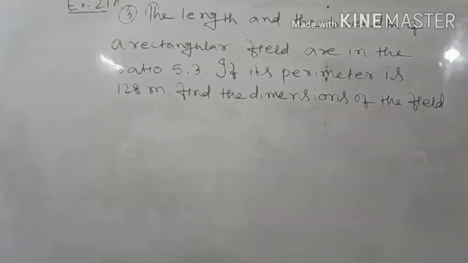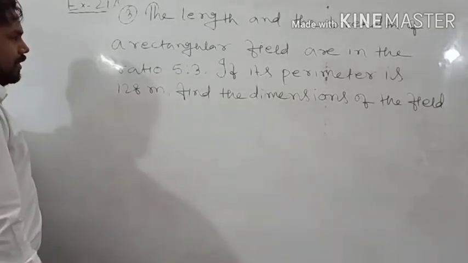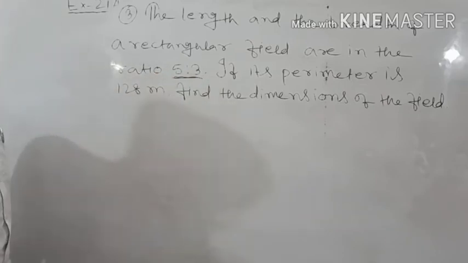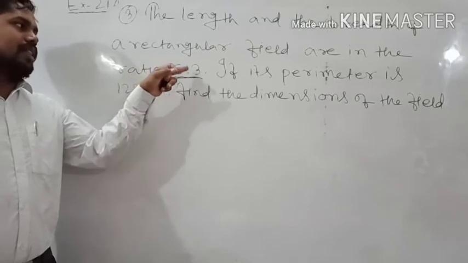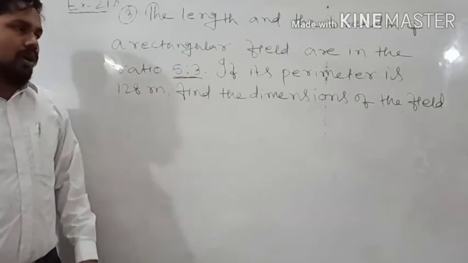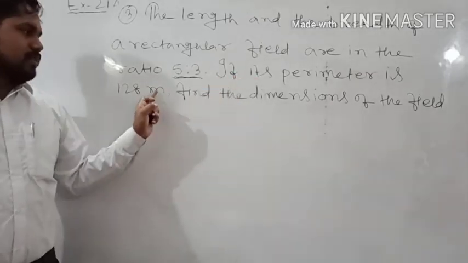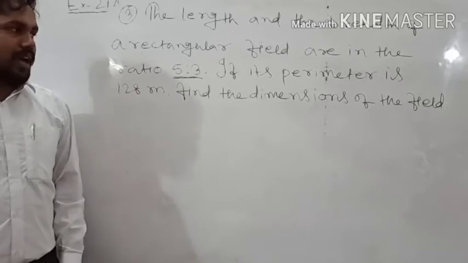If we are talking about question number 3, it is asking the length and breadth of the rectangular field are in this ratio. So the ratio of the length and breadth is given, length and breadth is not given. Sometimes students think that 5 is the length and 3 is the breadth, but no, this is the ratio of the length and breadth. The perimeter is given, 128 meter. So find the dimensions of the field.